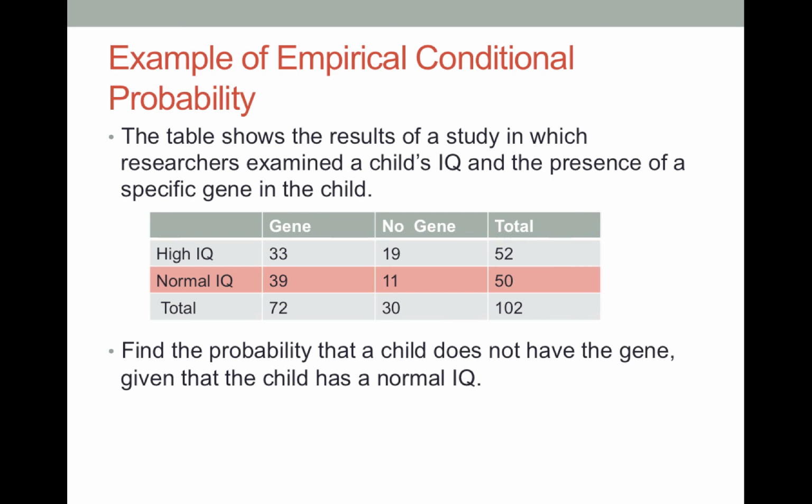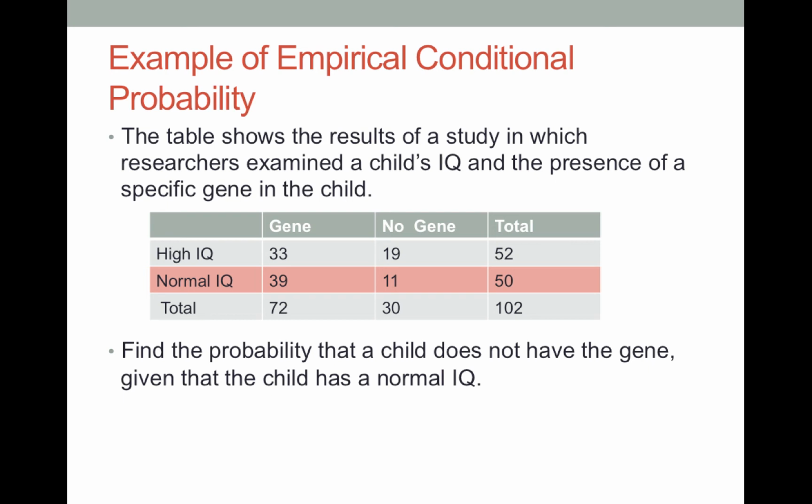All right, find the probability that a child does not have the gene, given that the child has normal IQ. Okay, so again here, what follows "given" has happened, and that is that the child has a normal IQ. So now we have a child next to us. What do we know about this child? It has a normal IQ. And so that is why I have shaded the row of normal IQ pink, because we are stuck on this row. We have to calculate our probability from this row only.